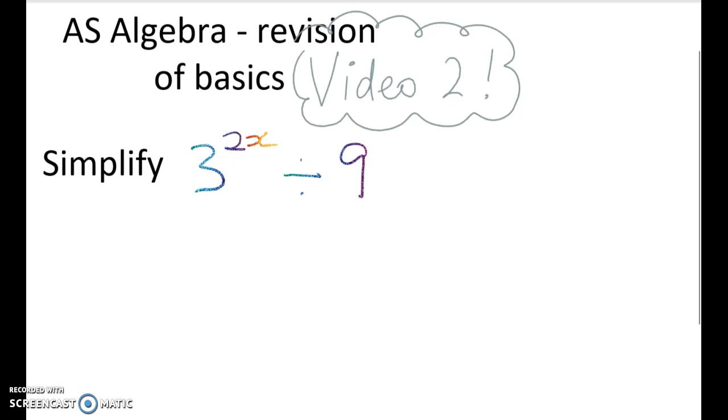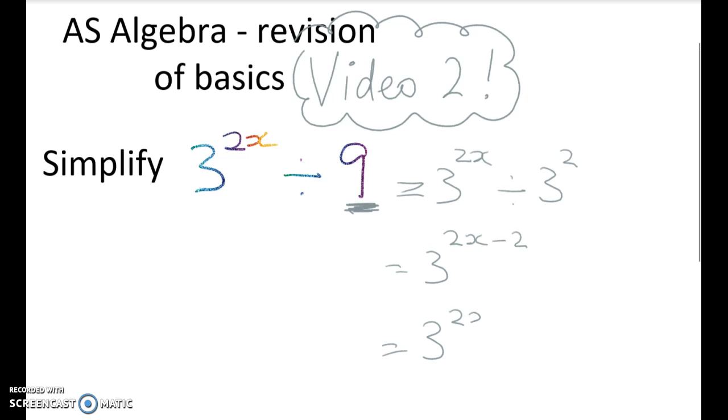Okay, so we're going to simplify 3 to the 2x divided by 9. Our key thing here is to get a common base, so we're going to write it as follows. 3 to the 2x divided by 3 squared gives me 3 to the power of 2x minus 2. Now we can simplify that if we wanted to. That would get a big tick from me, or we could factorize that power. Whether we want to be bothered doing that depends on what else we're going to do in that problem.